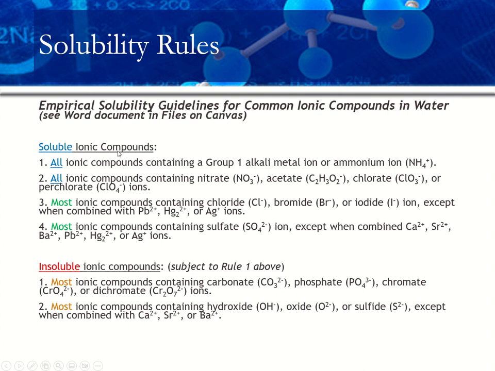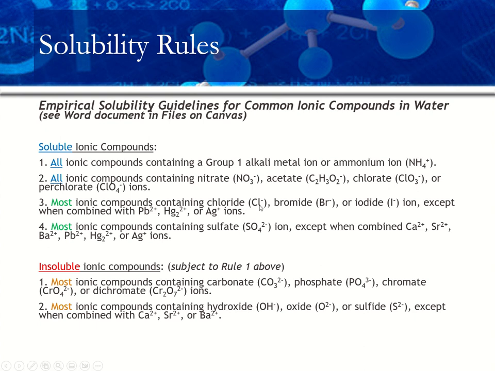First of all, soluble ionic compounds. All ionic compounds containing a group 1 alkali metal cation, sodium, potassium, those things, or ammonium, they're always soluble. Always. Doesn't matter what the anion is. All ionic compounds containing nitrate, acetate, chlorate, or perchlorate anions are soluble, regardless of what the cation is.